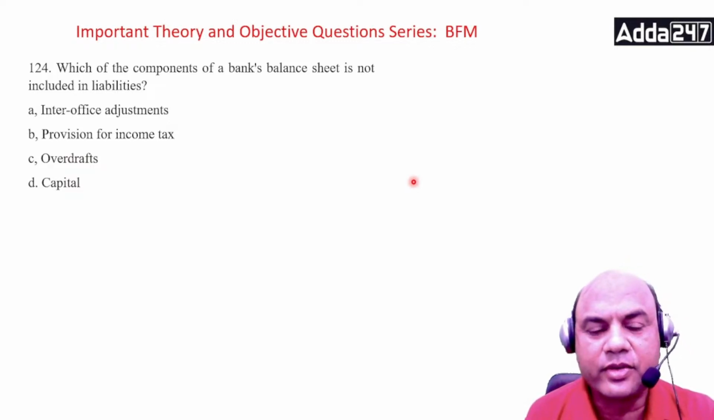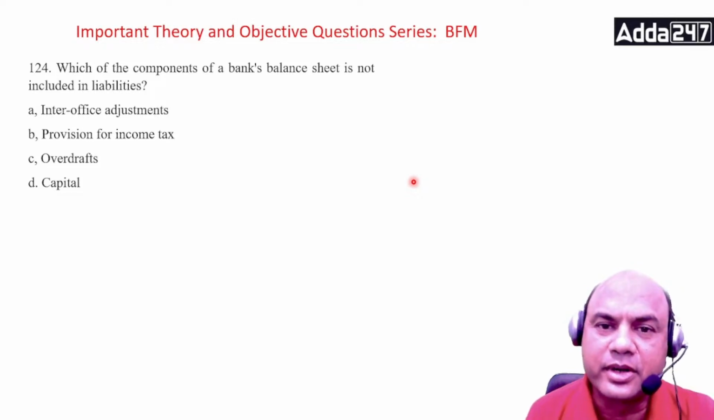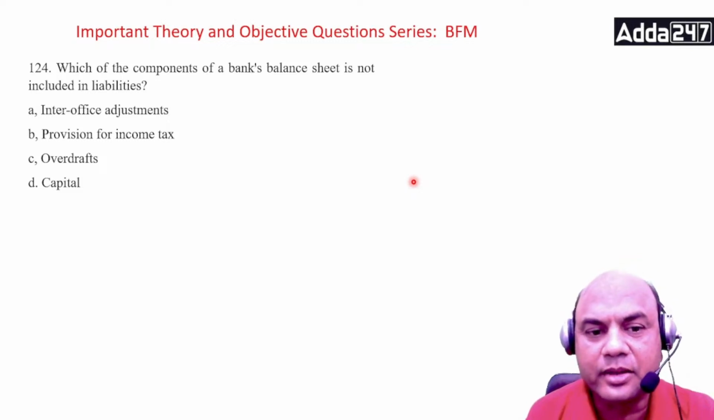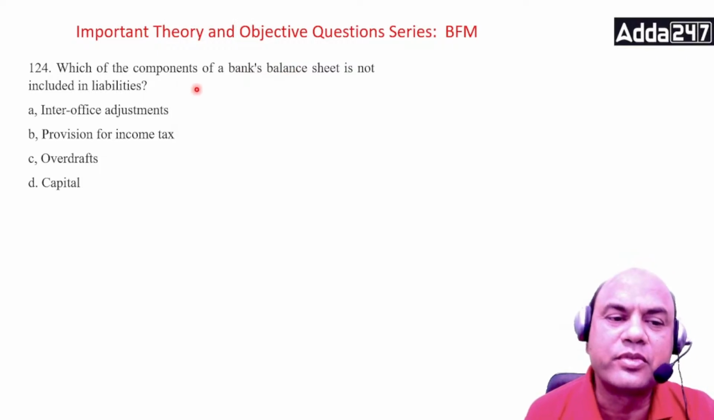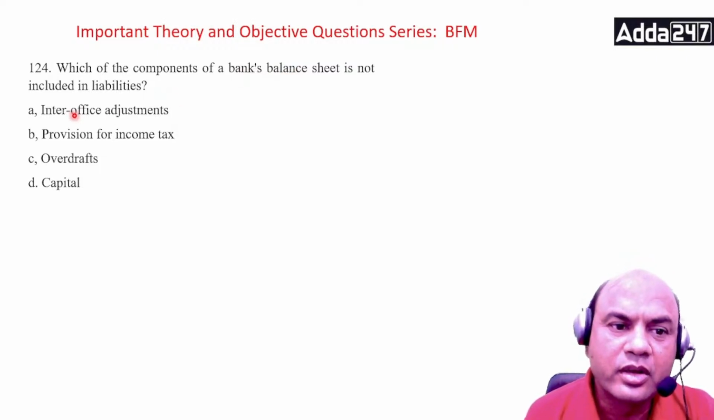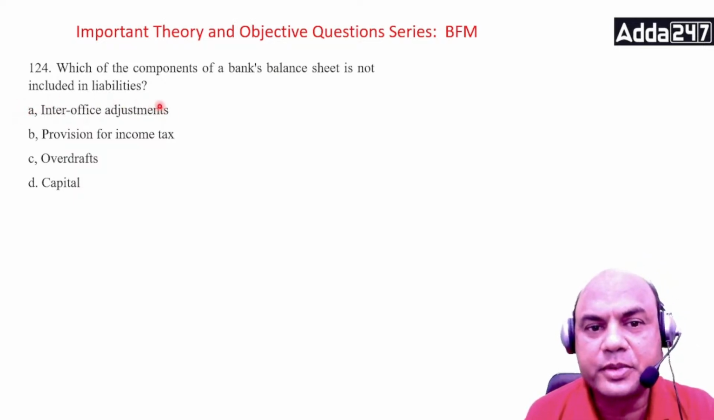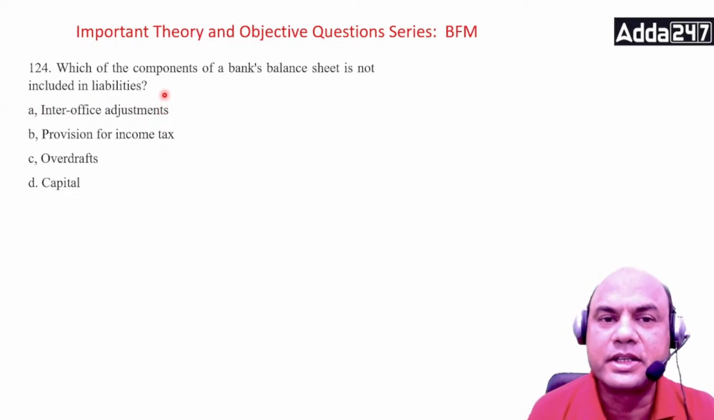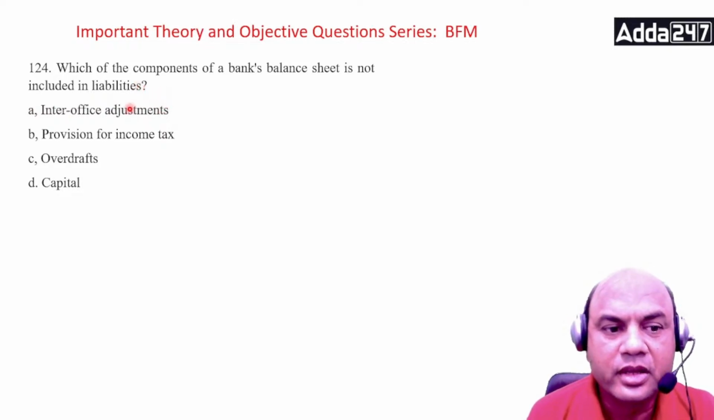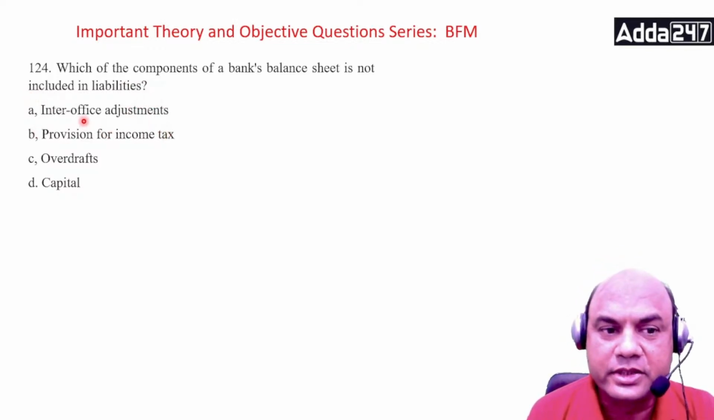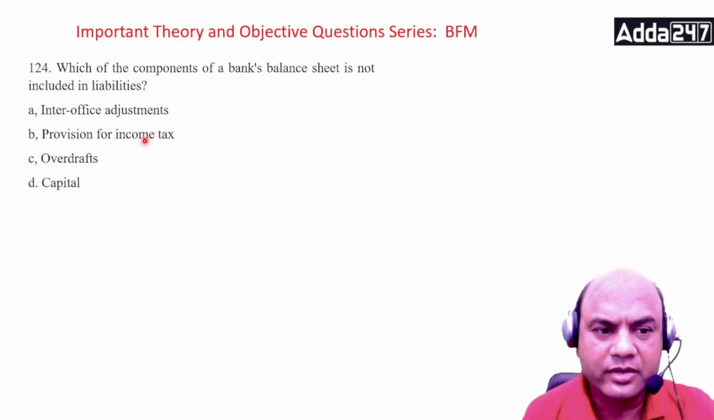So the answer is, everyone, let me first cover some details. Not included in liabilities. So what are liabilities basically for any company or any bank? Liabilities means what we have to pay. Inter-office adjustments means adjustments within the branches, or within the banks also. Provision for income tax: liability means I have to pay, so this I have to pay, right?